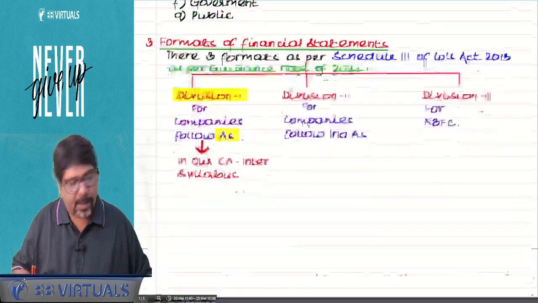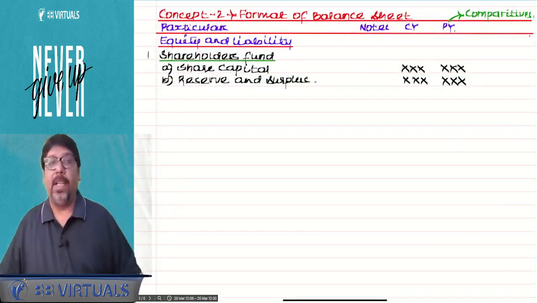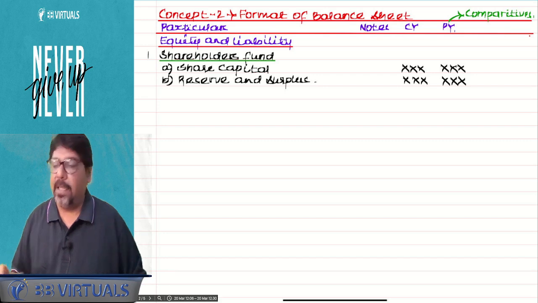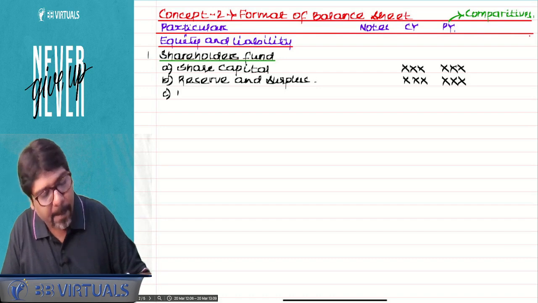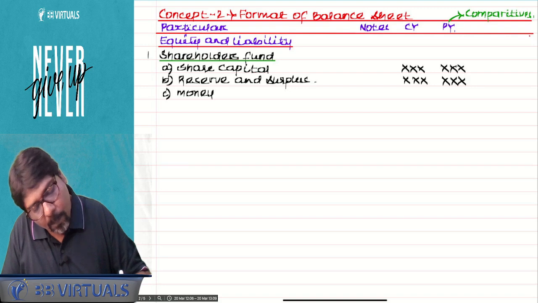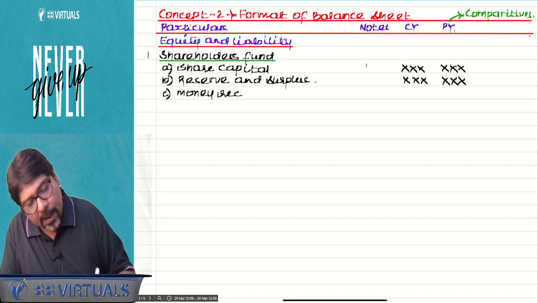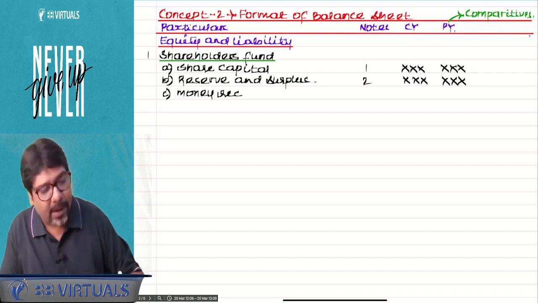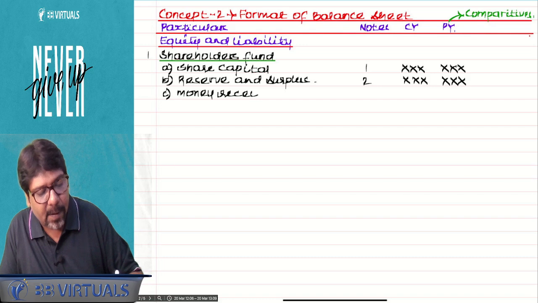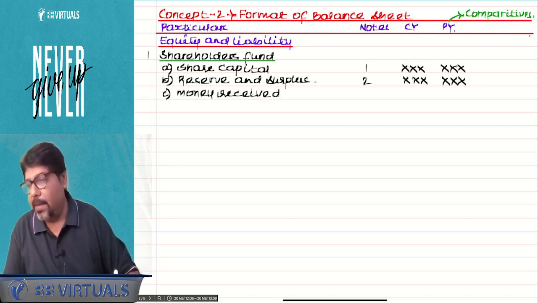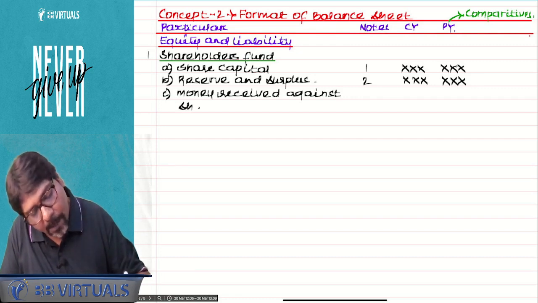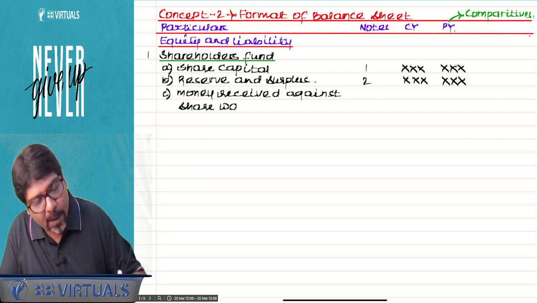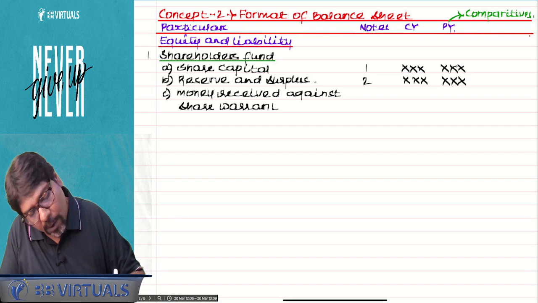This is your reserves and surplus. Reserves and surplus all details we have done. Third point is what in balance sheet, chartered? Do you remember? Money received against share warrants.